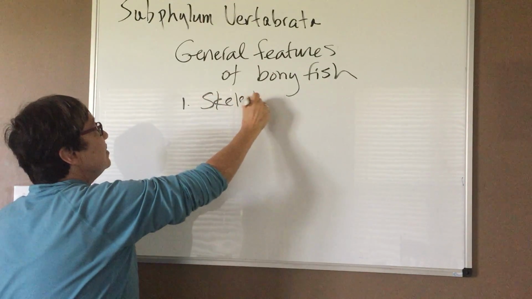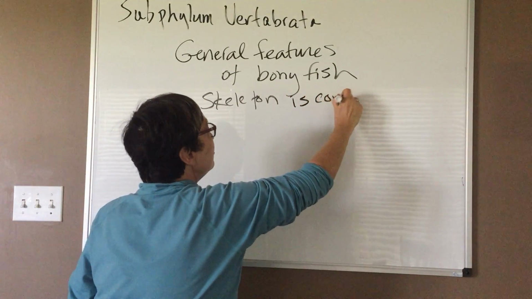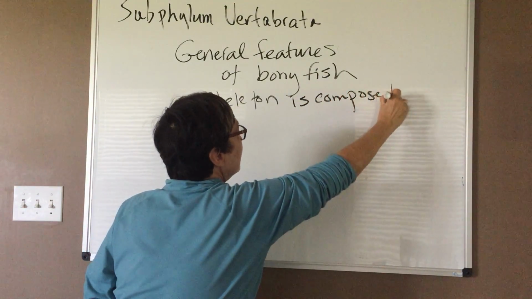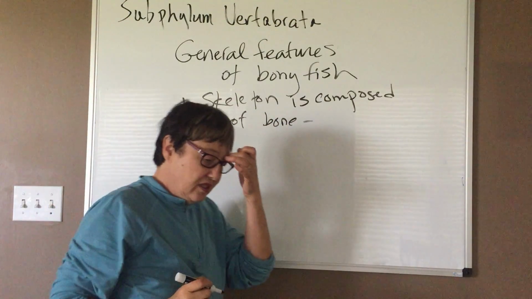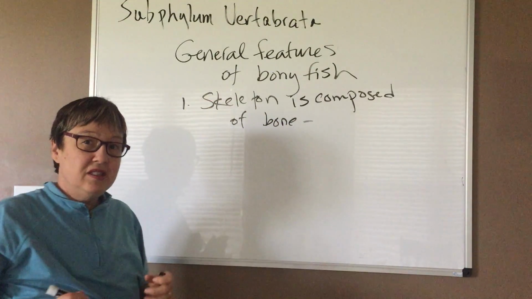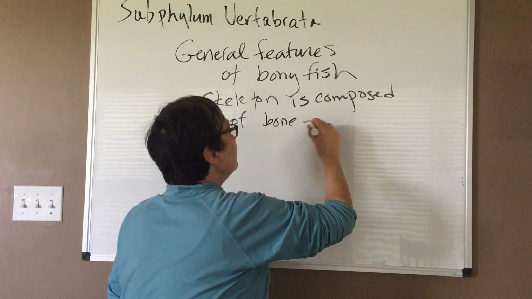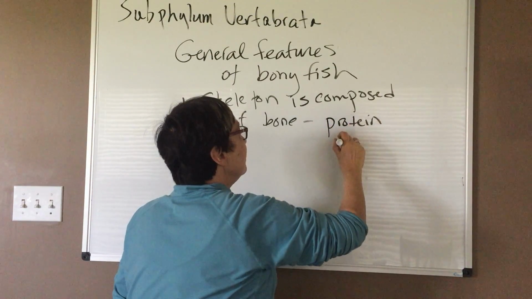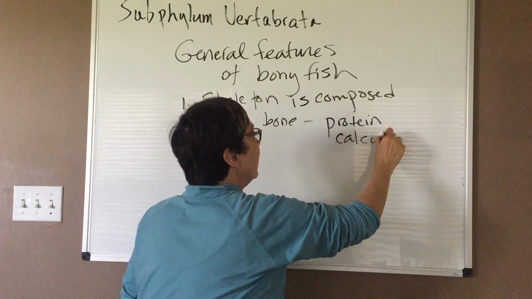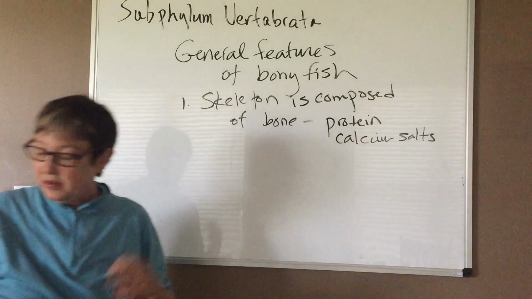Obviously, the skeleton is composed of bone, which is a substance that we haven't seen in the invertebrates. So bone has both protein and calcium salts. It's a very hard substance, as you know.